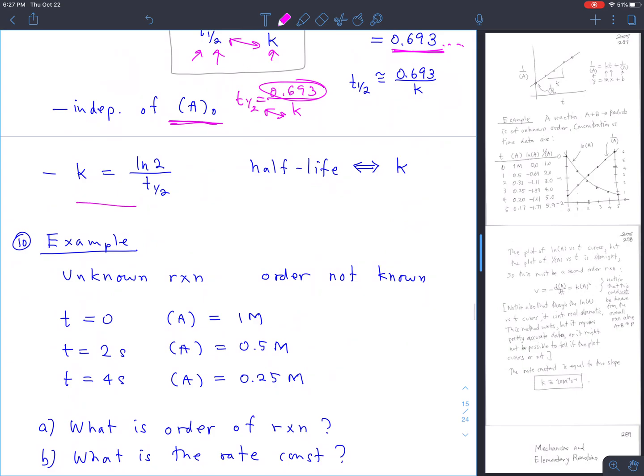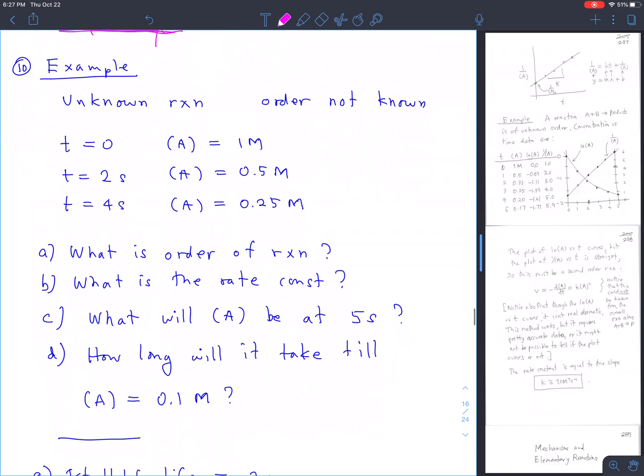You can also, of course, invert that and solve for the value of k if you know the half-life. So knowing the half-life is basically equivalent to knowing the value of k, and likewise, knowing the value of k is basically equivalent to knowing the half-life. So let's do an example.